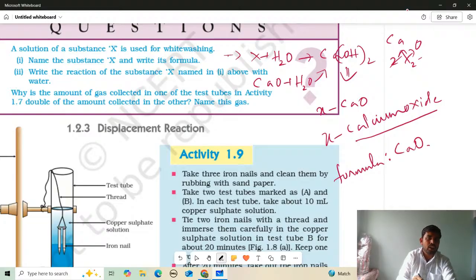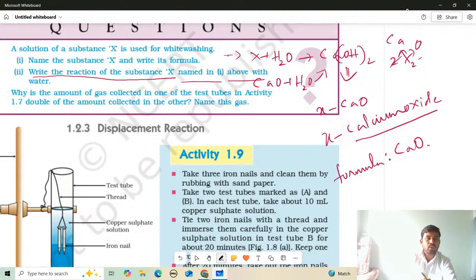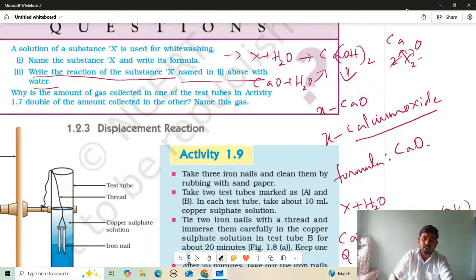Second one, you see: write the reaction of X named in the above with water. So they are saying you should write the reaction of X with water. X is what, sir? CaO, calcium oxide plus water gives Ca(OH)2. So this is also called quick lime. What about this one, sir? This is also called slaked lime. Okay.